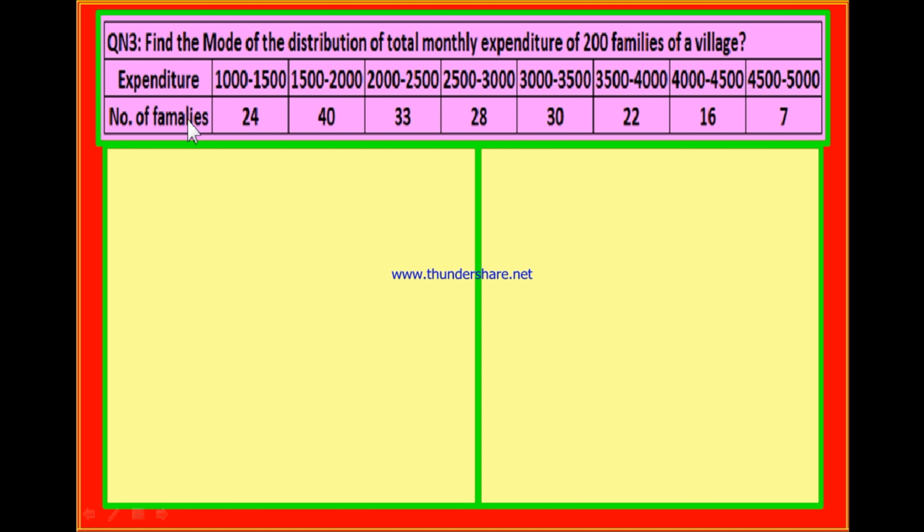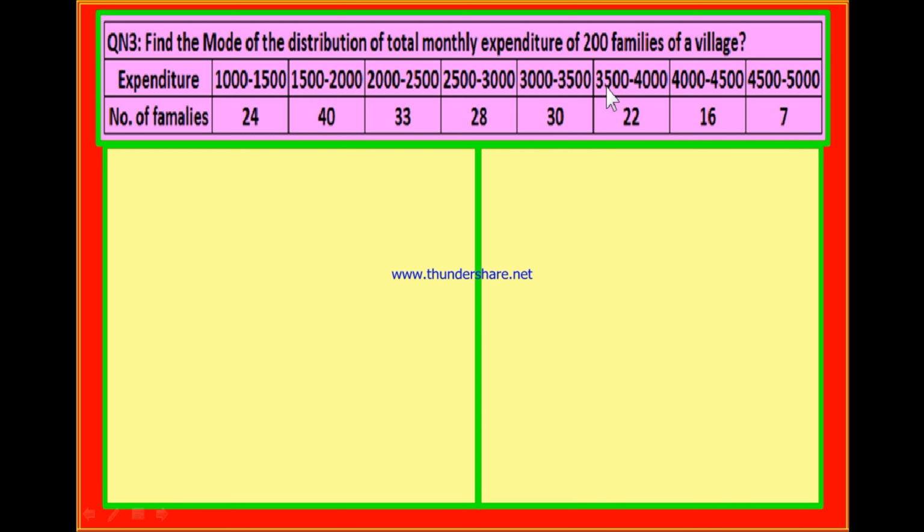Expenditure in rupees. 1000 rupees to 1500 rupees, the number of families is 24. The expenditure between 1500 rupees to 2000 rupees, the number of families 40. The expenditure between 2000 to 2500 rupees, the number of families 33. The expenditure in between 2500 rupees to 3000 rupees, the number of families is 28. And the expenditure between 3000 rupees to 3500 rupees, the number of families 30.